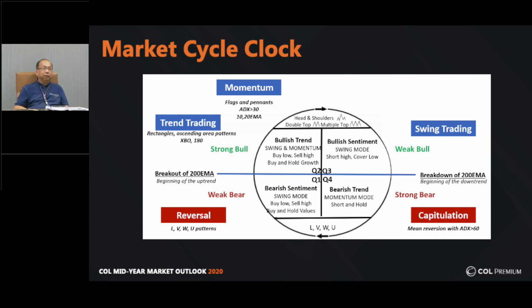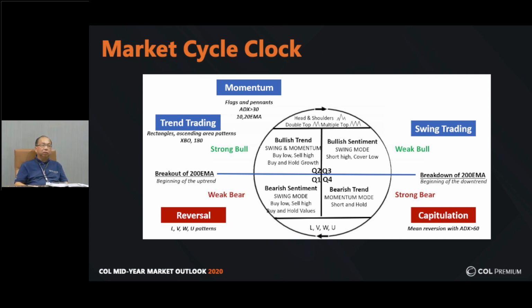Okay, so during the poll, if you look at the second question, it was: where are we today? In other words, the poll was all about whether it is a strong bull, a weak bull, a strong bear, or a weak bear. What I'll try to do is explain why we are today in quadrant one, which is a weak bear.